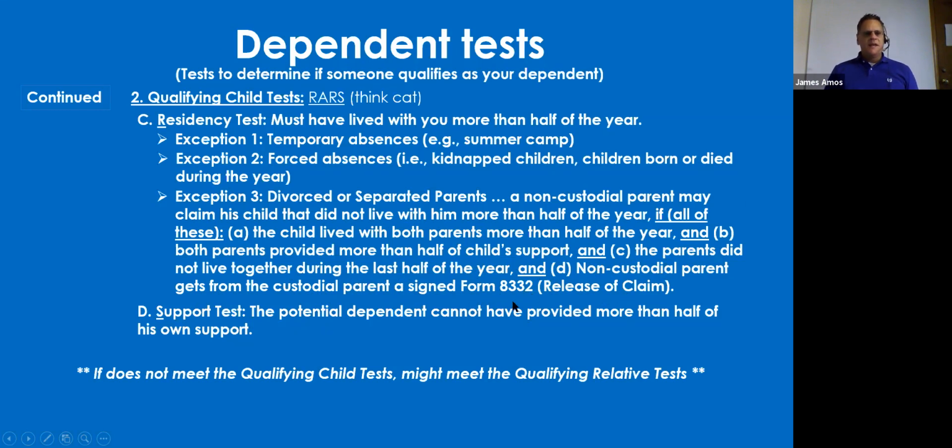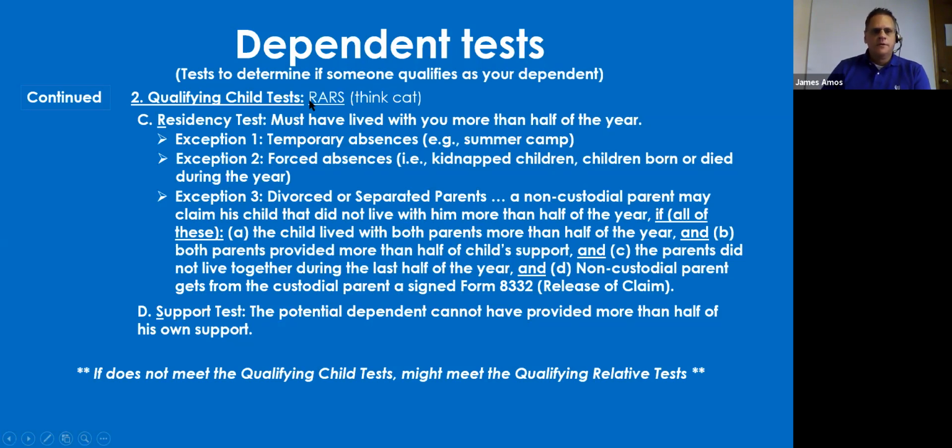What that means in a situation like this, let's say mom has custody of Johnny and dad wants to claim Johnny that year. Well, he can do it if, first of all, Johnny lived with mom and dad for more than half the year, and both mom and dad provided more than half of Johnny's support, and mom and dad did not live together at all during the year. And then finally, all that has to be done is mom has to give dad a release of claim form. And that's how you do it. That's how they qualify, in spite of the fact that they must have lived together more than half the year.